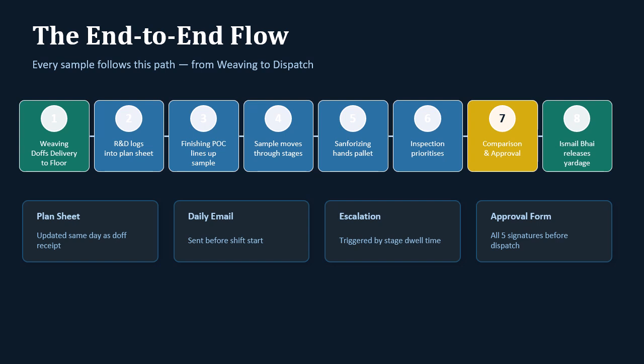At the bottom, you can see the 4 key rules that govern this flow. Plan sheet updated same day, daily email before shift, escalation triggered by dwell time, and all 5 signatures required before dispatch.